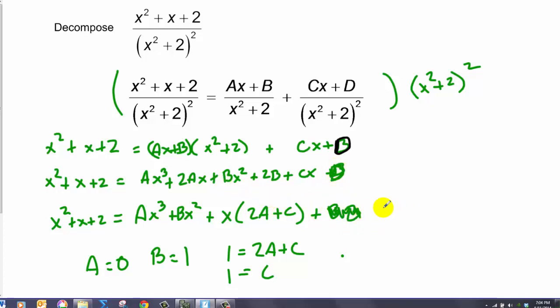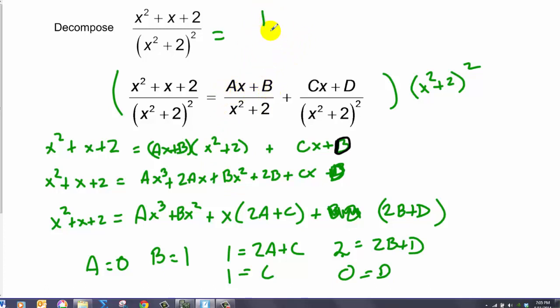So in this case, I have 2b plus d as my constant term. So my constant term in this case is 2, and that's equal to 2b plus d. Sorry about that. I know b is equal to 1, so therefore, if b is equal to 1, d has to also equal 0. Now I can go ahead and write my decomposed fraction. I have an a value of 0, so there's no x term, just a b term of 1 over x squared plus 2. My c term is 1, so I have an x. My d term is 0 over x squared plus 2 quantity squared.